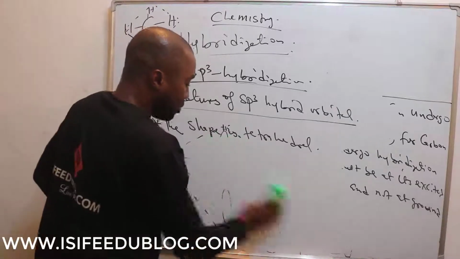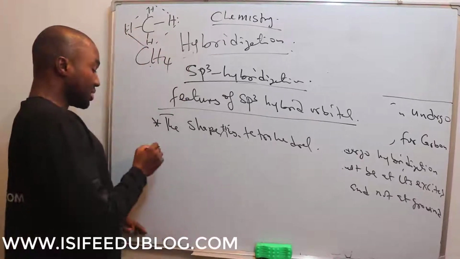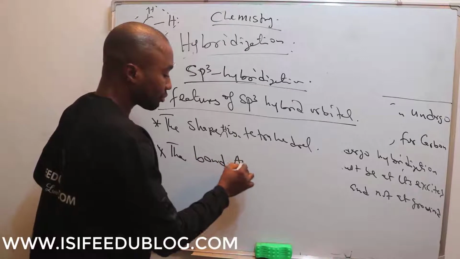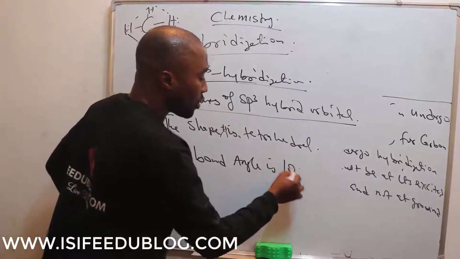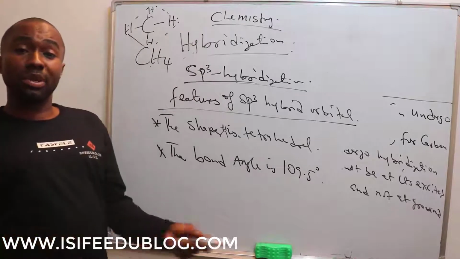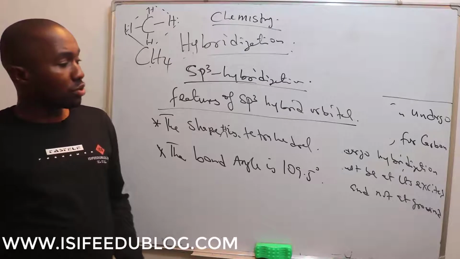Another one is that the bond angle is 109.5 degrees. And what is the bond angle? Bond angle simply means the distance between two bonds, or the angle between two bonds.